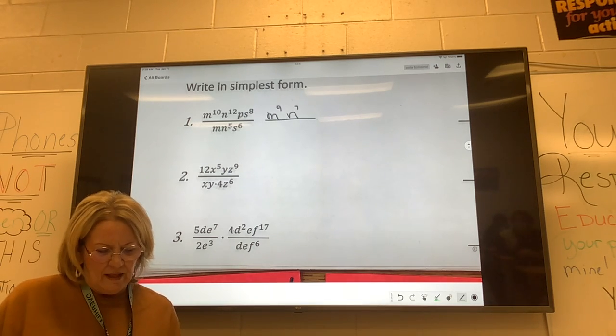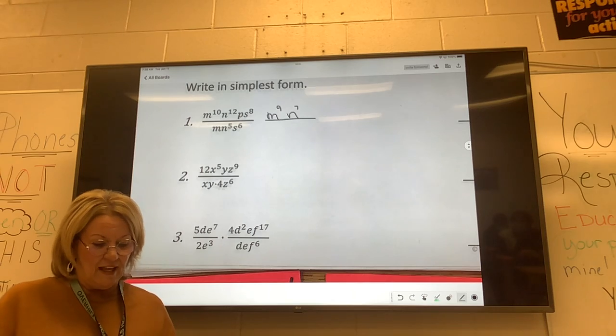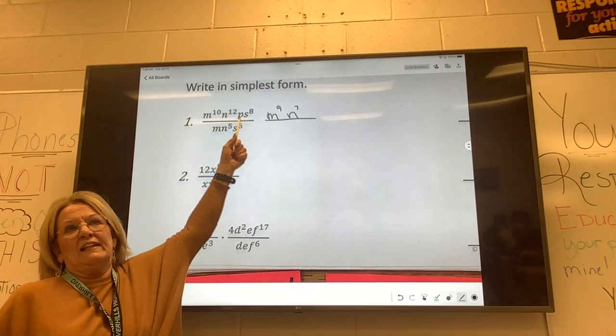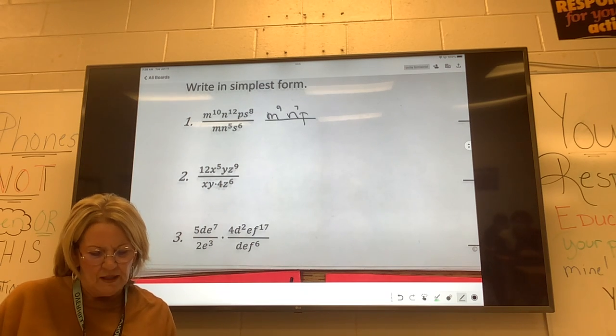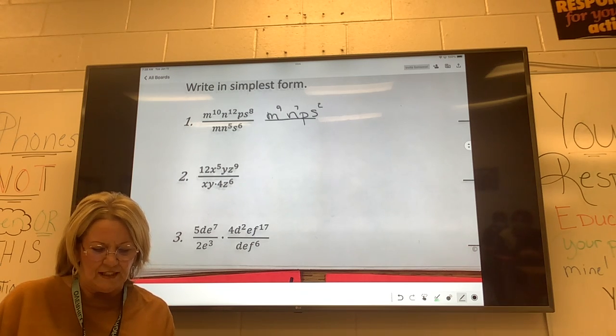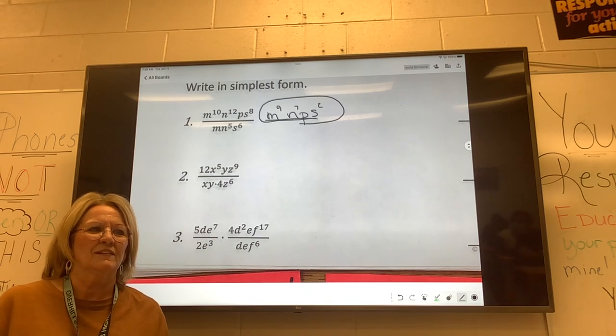And my larger p, well, I only have one p. I don't have a p on the bottom. I only have it on the top, and there's nothing wrong with it. It's not negative or anything, so I leave it. And then my larger s is on top, and 8 minus 6 is 2. So in this case, I ended up not having a fraction. That's my answer. Oh, I put a 1 underneath.